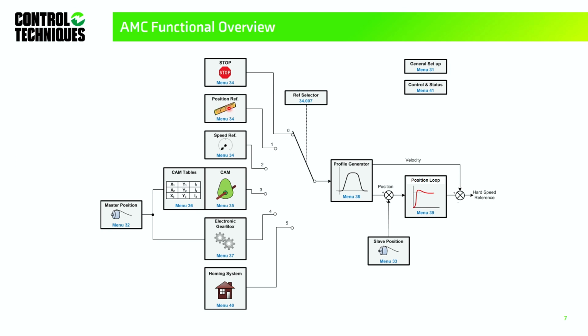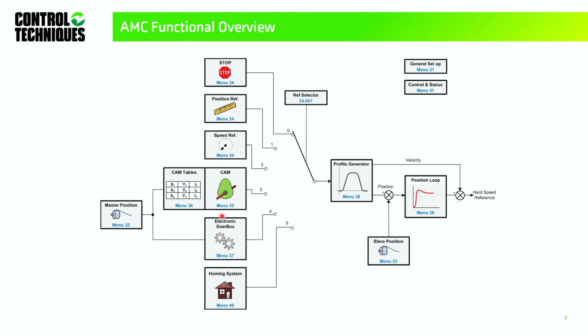So that's positioning mode. If I want to jog, speed mode, I'm going to set the speed reference in menu 34. The accel decel for speed mode are once again in menu 38, and I'm going to shift 3407 to a 2 to start the motor, and when I want to stop it, I'll shift it back to 0.